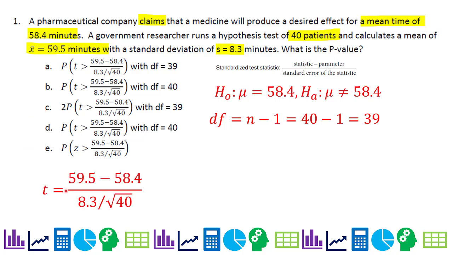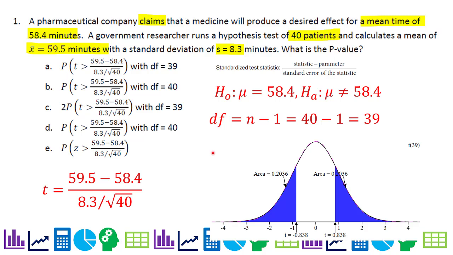And of course, we can calculate our standardized test statistic using this formula, 59.5 minus 58.4 over 8.3 divided by the square root of 40. And you can see actually all of these match in the center. So again, we're just down to A and C. What is the difference between the two? Well, one's appropriate for a two-sided hypothesis test, while the other one is just a one-sided hypothesis test. Since our alternate does not equal 58.4, we're doing a two-sided hypothesis test, and the answer is C.